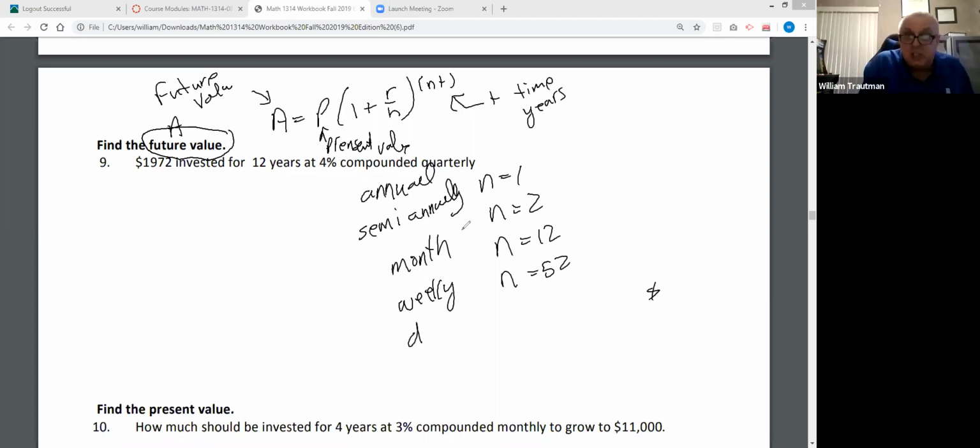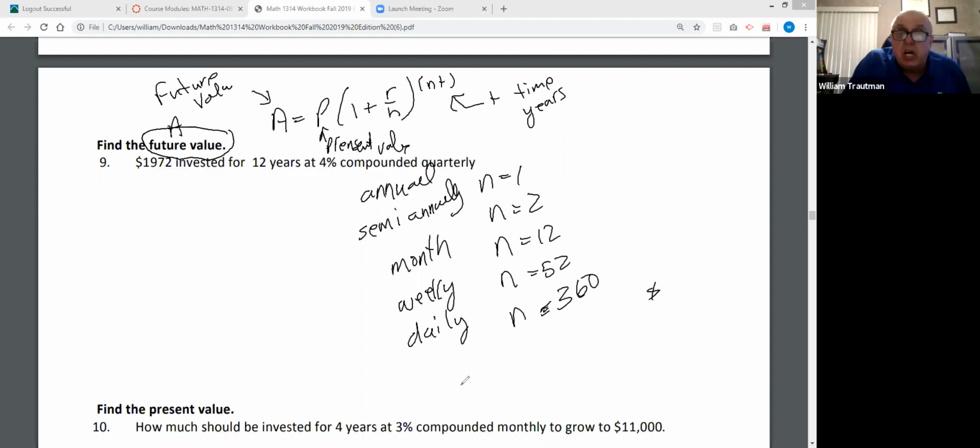Sometimes, you need to write these down if you don't know this, because you're going to be using this throughout this test. If it's daily, there are 364, 365, something like that, days in a year. The bank doesn't use that. The bank uses, they call it bankers' days. They just use 360. They round it to 360, depending on a leap year or not. So if they say they compound it daily, we use n equals 360, okay?